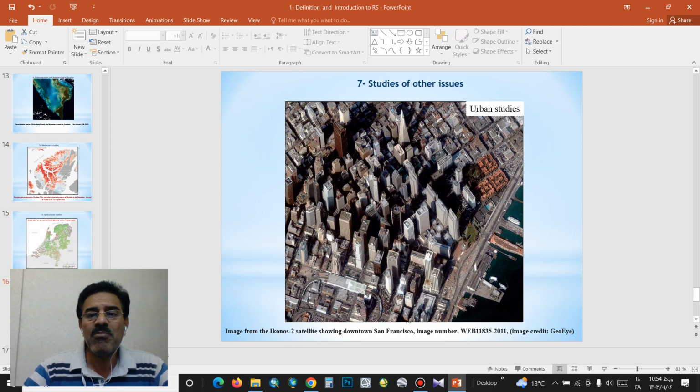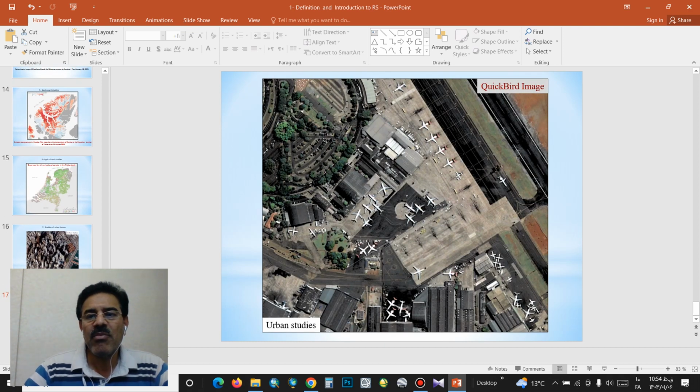Number 7, studies of other issues, for example, urban studies. And the final slide of this session, a QuickBird image for urban studies.